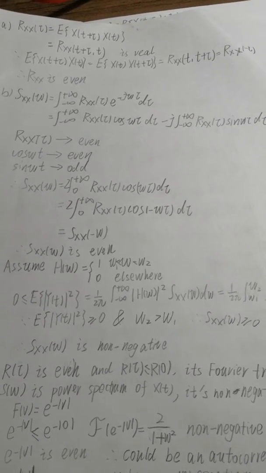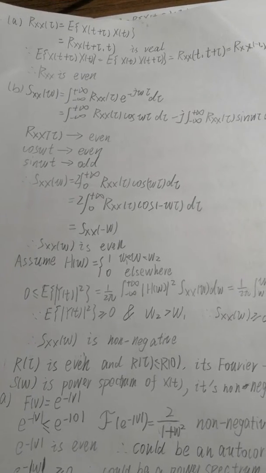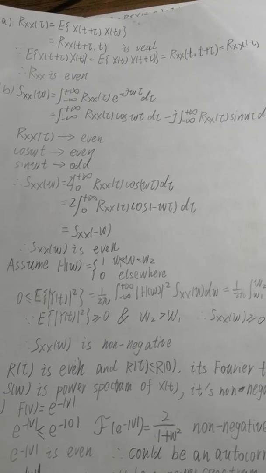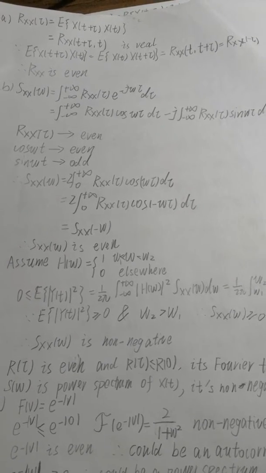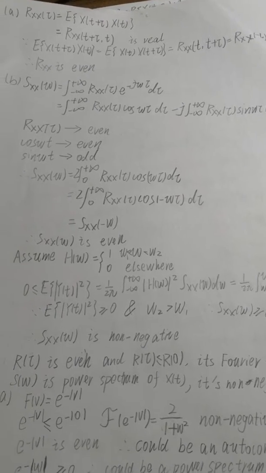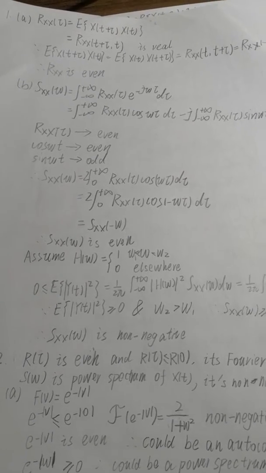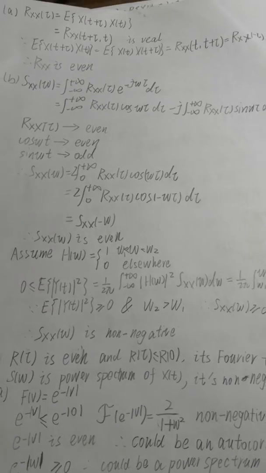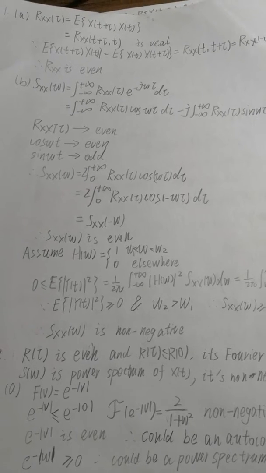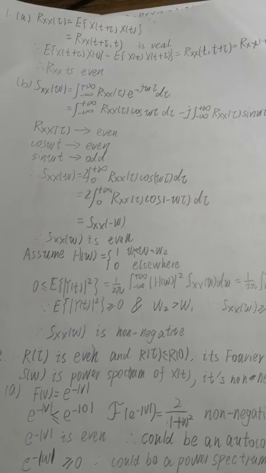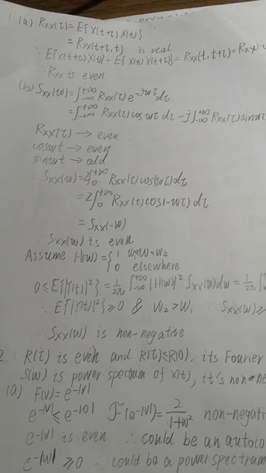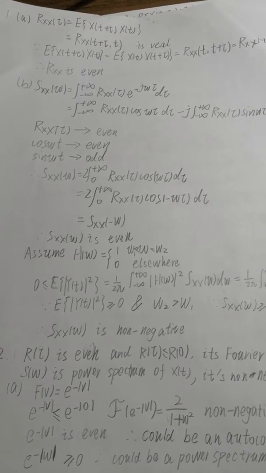So Sxx(omega) equals 2 times the integral from 0 to infinity of Rxx(tau) cosine(omega tau) d tau, and this equals 2 times the integral from 0 to infinity of Rxx(tau) cosine(minus omega tau) d tau, and this equals Sxx(minus omega). So Sxx(omega) equals Sxx(minus omega), so Sxx(omega) is even.